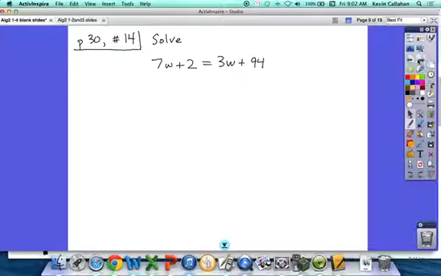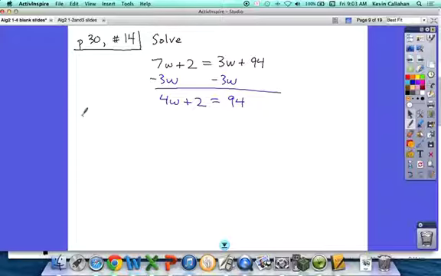Which one is the smaller, 7W or 3W? 3W. So you want to move the 3W. You need to cancel it on the right. What could I do to cancel it on the right? Subtract 3W, right? So because 3W is the smaller, minus 3W, minus 3W. Okay, 7W minus 3W is 4W. Okay, we still have the plus 2, and we've got a 94 on this side.